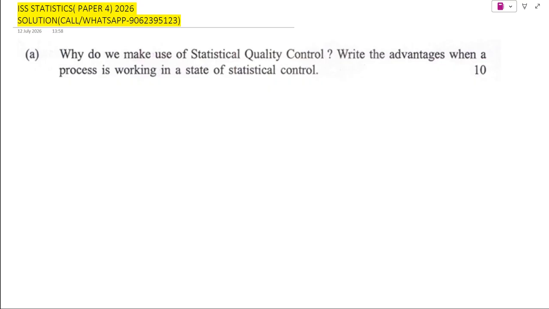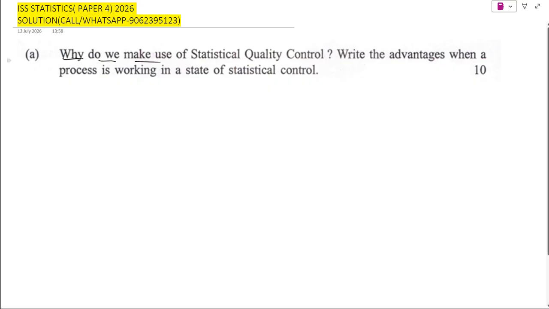statistical quality control, quality control charts, process capability, acceptance sampling, and reliability are frequently asked because they are directly used in manufacturing, pharmaceuticals, automobile industries, electronics, and even the service sectors. And today's question is completely conceptual, but if explained properly with practical examples, it becomes one of the easiest 10-mark questions in the examination. So let's begin.